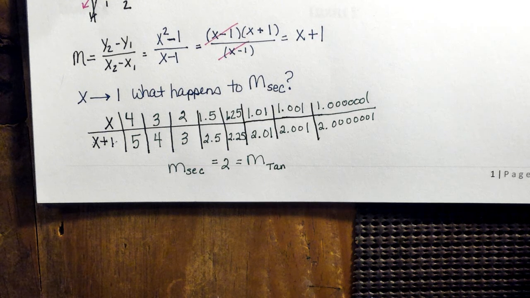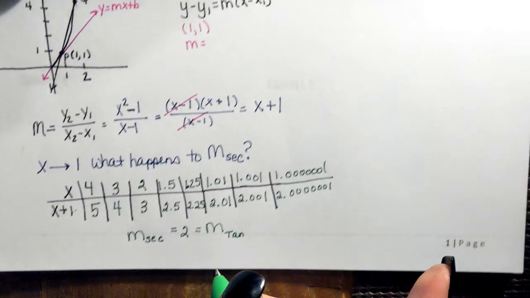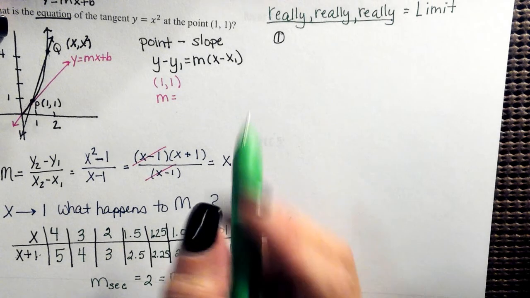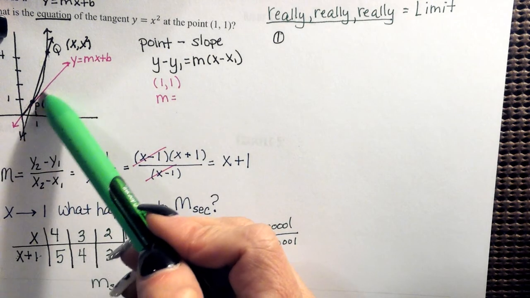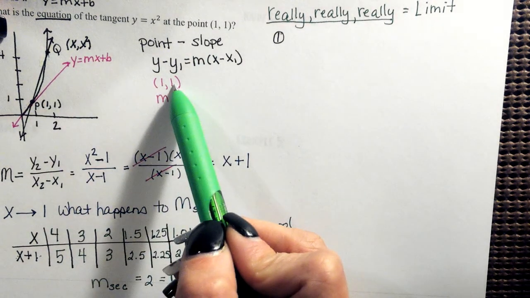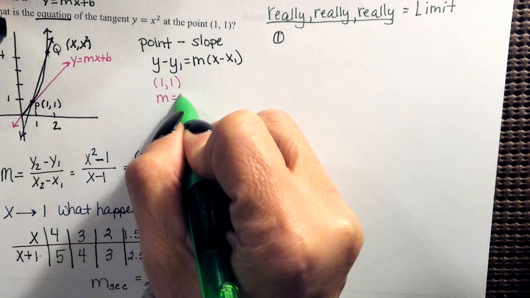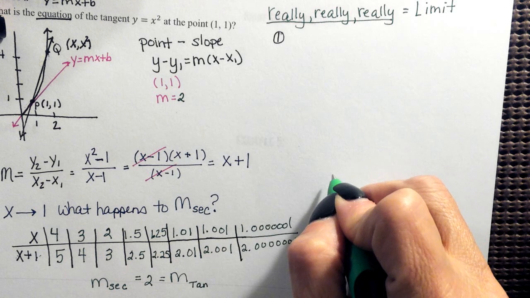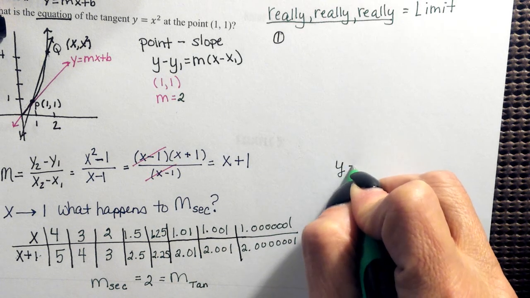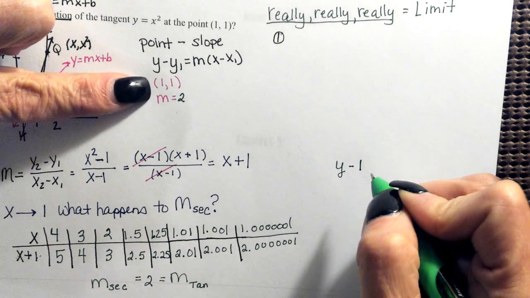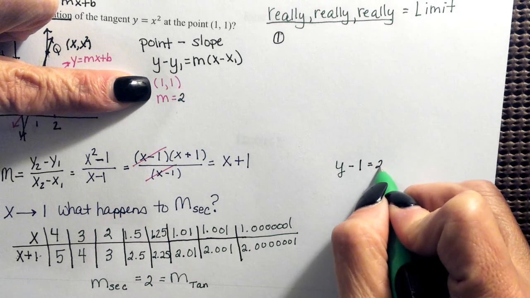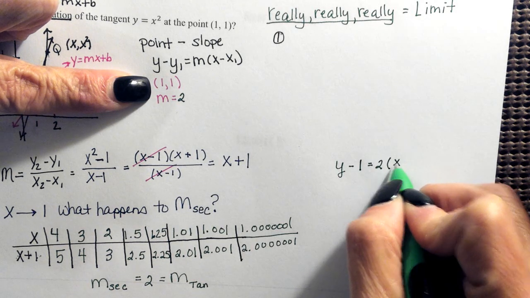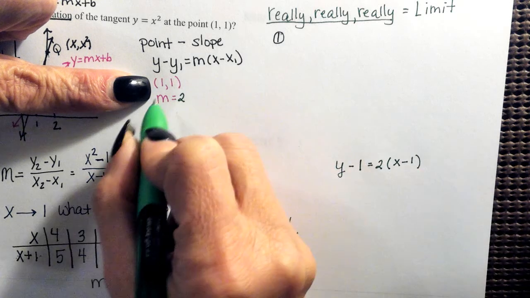Okay, that gave me the slope of my tangent line. Wait, I was trying to write the equation of my tangent line. I know the point is (1, 1), and now I know the slope of the secant line and the tangent line is 2. Can I write the equation of a line? You bet. We'll come over here. y minus 1, using this point right here, equals the slope times x minus 1, using (1, 1).